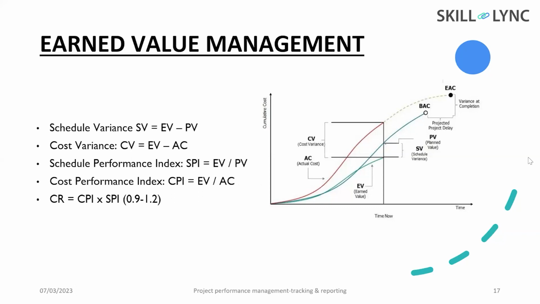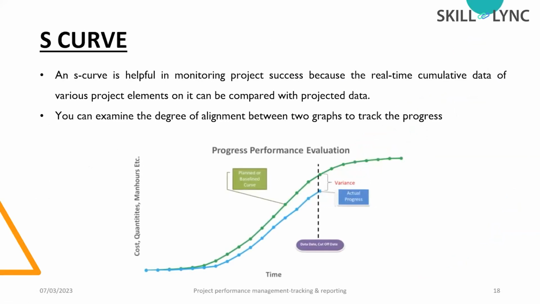Okay, so the next one will be what? S-curve. S-curve is another methodology that we use for monitoring project performance. From the name itself, it is clear. S-curve is a curve in S shape, or simply we can say it is a sinusoidal curve. An S-curve is helpful in monitoring project success because the real-time cumulative data of various project elements on it can be compared with the project plan. Then you can examine the degree of alignment between the two graphs to track the project.